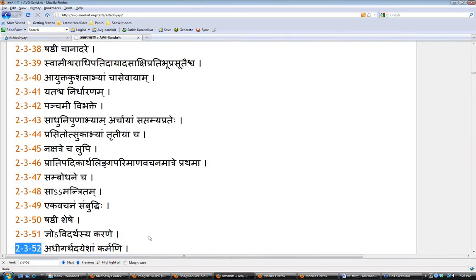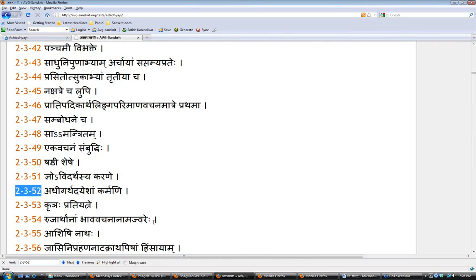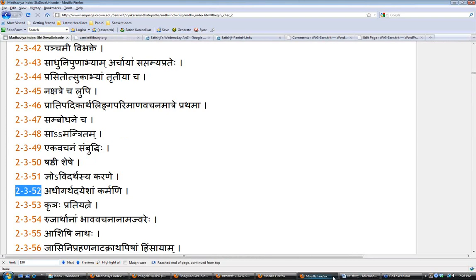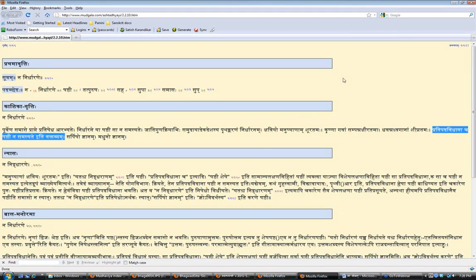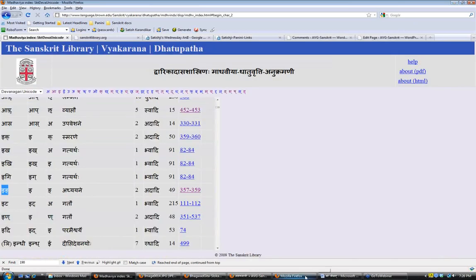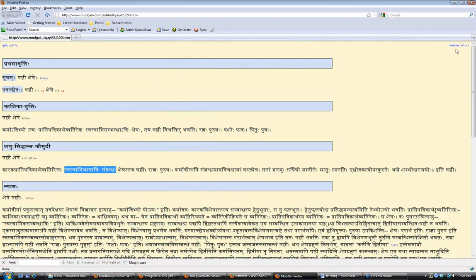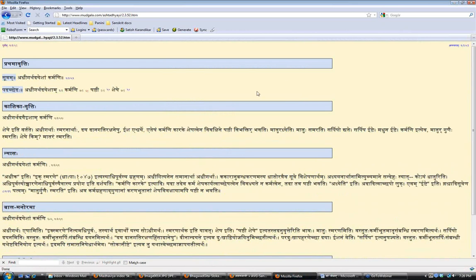We're looking at the sutram 2.3.52. Adhigartha dayeshaam karmani. Which means that the karma, the object of these dhatus, which is adhik plus, dai and isha, will be put in the shashthi vibhakti. So let's look at some examples here, which are given. It says sheshe iti vartate. Adhigartha smaranarthah, so this is what is clarifying. Adhi plus ik, smaranarthah. Daya dana gati rakshaneshu, and isha aishvarye. Eteshaam karmani, karake sheshatvena vivakshite. When the speaker doesn't want to express that karaka as karma, she can use shashthi.